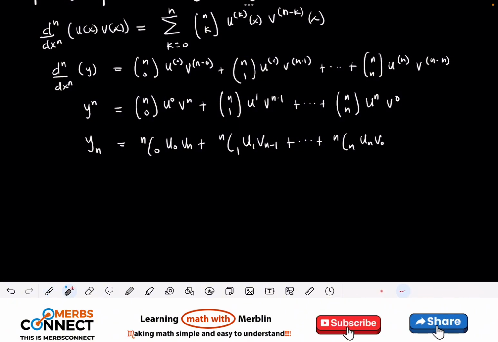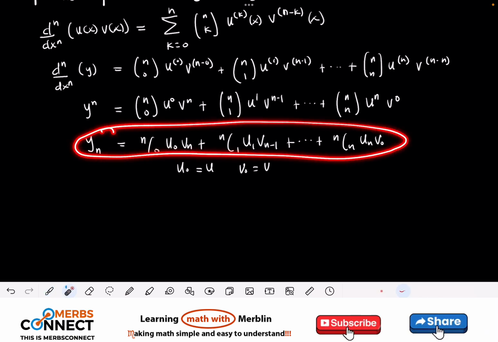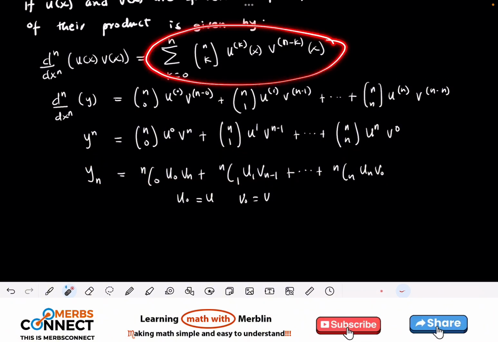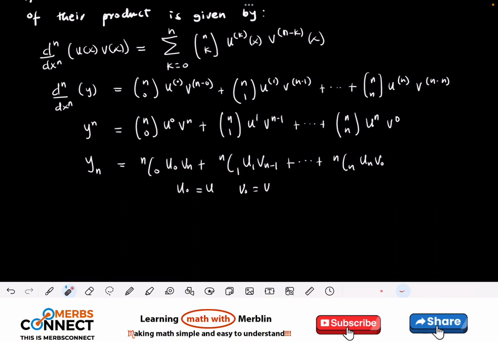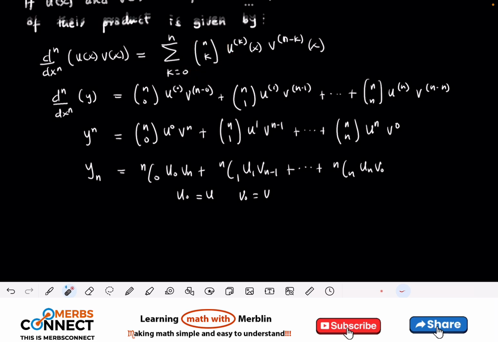But one thing that you need to know is u naught is the same as u, right? It means that the function is not differentiated, and v naught is also the same as v, the original function that they are going to give to you. So this is the Leibniz formula. We can also use this to work out the binomial expansion.